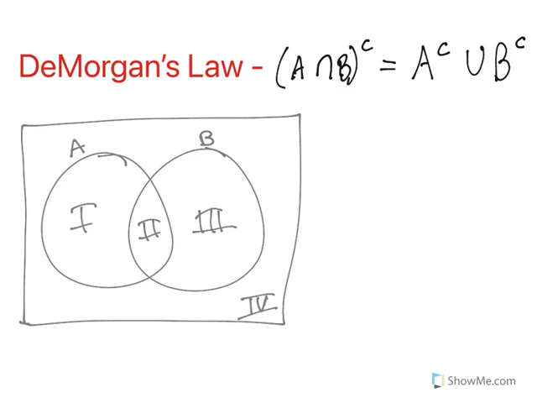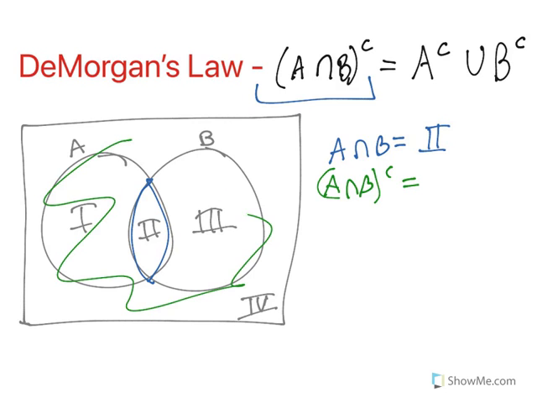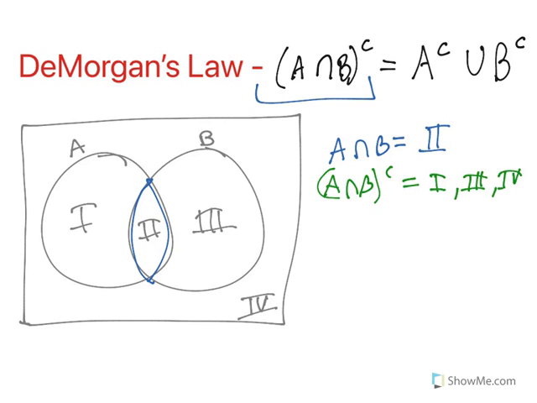Okay. Now, first let's focus on the left side, the complement of A and B. Well, what is A and B? If you look at this, A and B is the shared space, so A and B is just space 2. That means the complement of A and B is literally everything else, all of this on the outside of that. So it's 1, 3, and 4. Don't forget about the piece out with the universal set. So the left side of De Morgan's law is sections 1, 3, and 4.